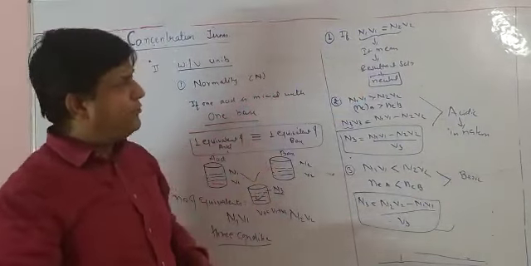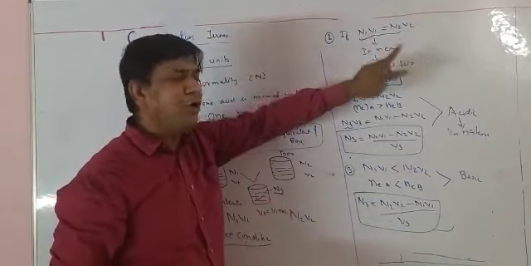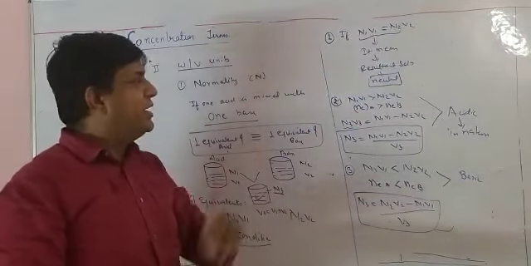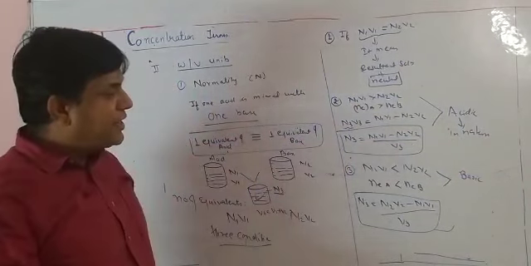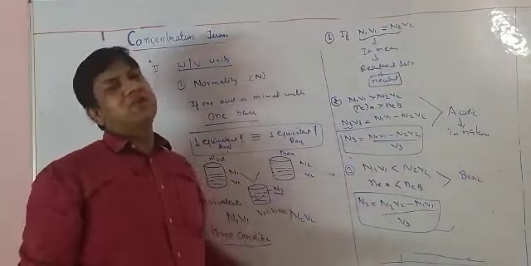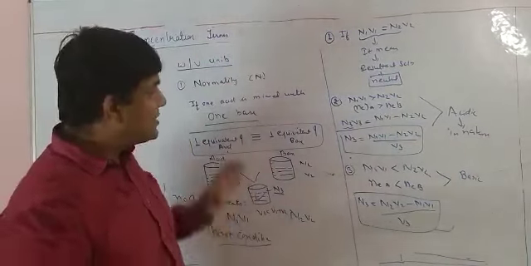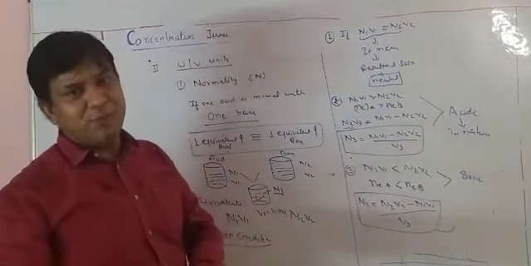We are not able to decide. We will see, the values N1V1 and N2V2 are equal, that means the solution is neutral. In the second case, acid is more, therefore the resultant solution is acidic. In the third case, base is more, therefore the resultant solution is basic. So these are the main formulas of normality.